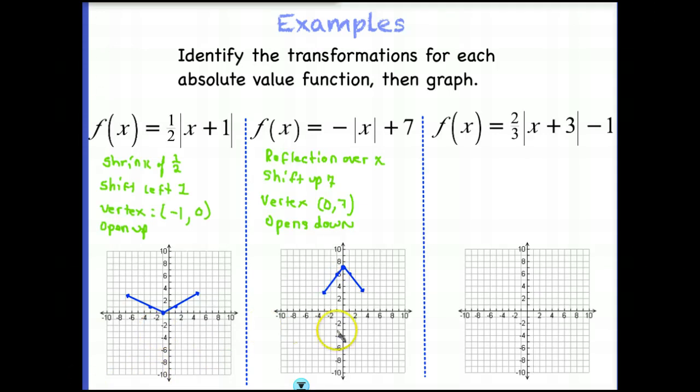Okay, and onto our final graph. Here's our slope. It's a fraction, so we have a shrink of 2/3. We have an h value in here, so we know we're going to shift left or right. And hopefully you remembered to do the opposite. So we are going to shift left 3, and then the one on the end, it's a -1. So we will shift down 1.